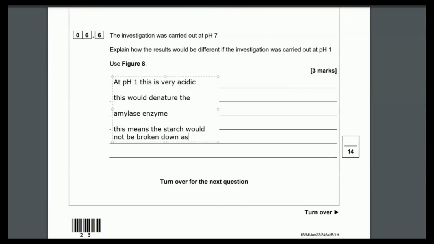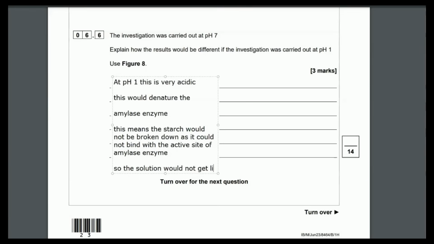And this means it would denature. Its active site would no longer fit like a lock and key with the substrate, so it would no longer bind with the substrate. And this means the starch would not get broken down at all. And therefore, what would happen to the absorption of light? Well, it would stay at only 10% of light passing through and 90% of the light getting absorbed. So it would stay at the starting point.